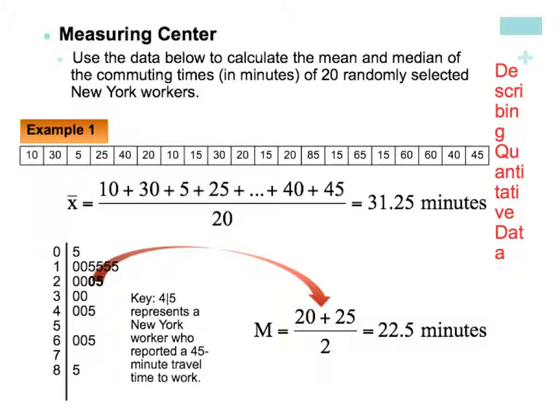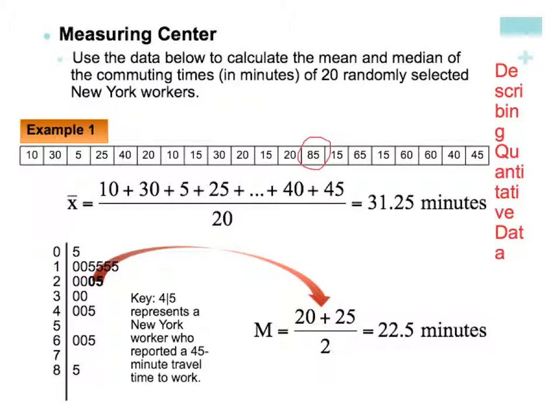That's quite a discrepancy. A big part of the reason is because of this guy right here who travels 85 minutes to work every day. He's considered an outlier on the upper end, and he affects the average. The average goes up considerably because of him being in our set of data. So the average, we said, is being pulled in the direction of that outlier or the direction of that long tail.